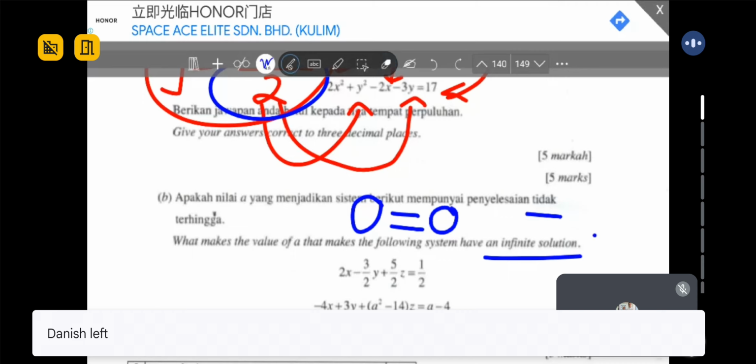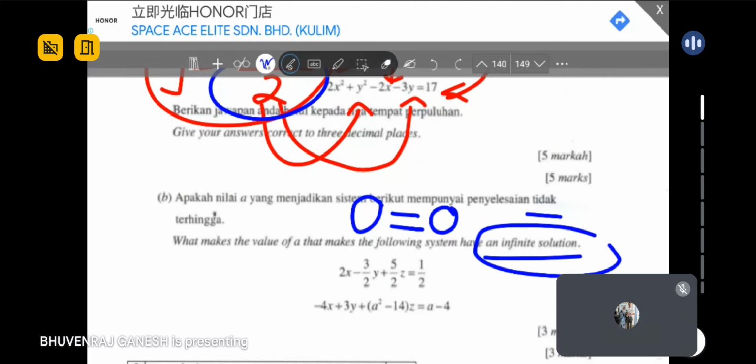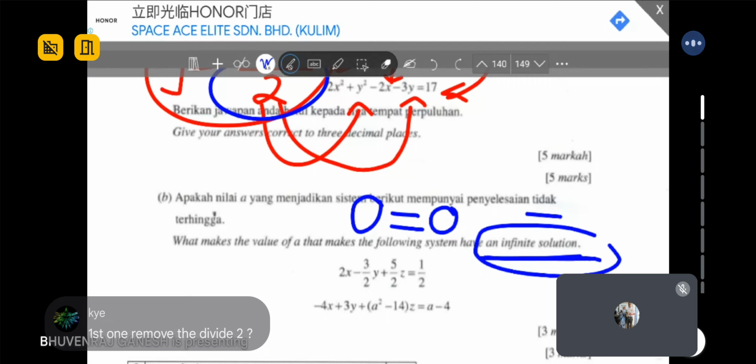Okay, so guys, come back to this question. They say infinite solution. Tak terhingga. So guys, what is the equation you can form over here? Apa persamaan boleh bentuk kat sini? So now you must think. Come on. What is the equation you can think of based on this question? They say infinite solution. First one remove, then divide by 2.